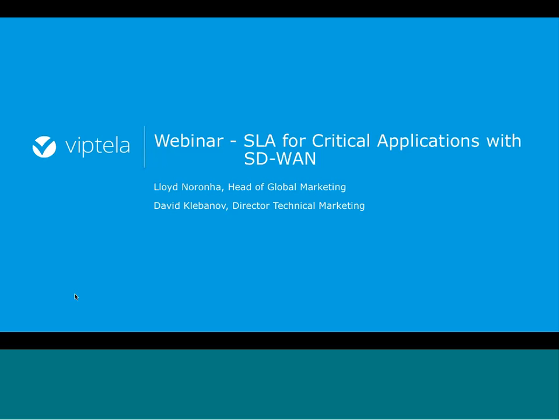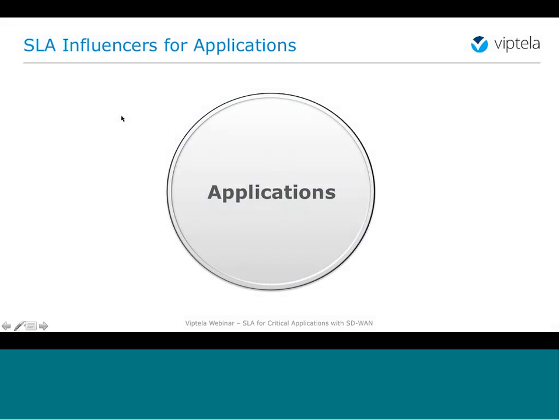The entire webinar is really quick. We're just going to cover essentially a few major points. The first point is, when you look at the applications within your enterprise, what are the various influencers from a networking perspective that determine the SLA of those applications?